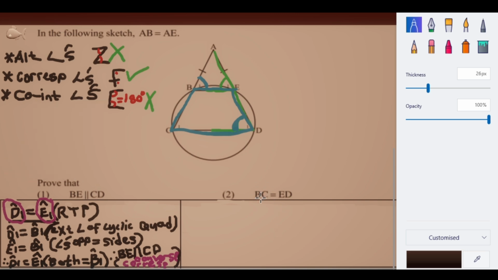Now guys, let's go to question 2. Question 2 requires us to prove that BC is equal to ED. So we'll have to indicate in the diagram that BC is equal to ED. Just before proving, you have to indicate.